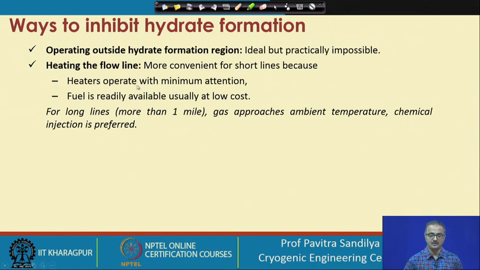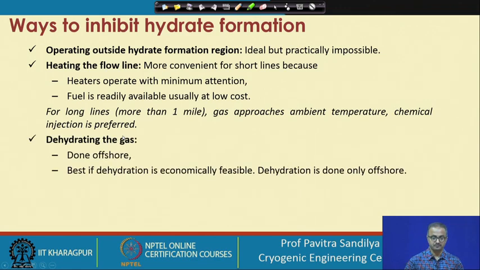But in this case, this is more convenient for short lines because heaters operate with minimum attention, and for heating we need some kind of fuel. So, energy will be expended for this inhibition of the hydrate formation. Generally for long lines, say more than a mile or so, the gas approaches ambient temperature, and in that case chemical injection is preferred.